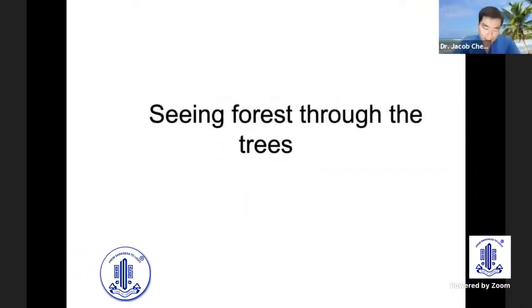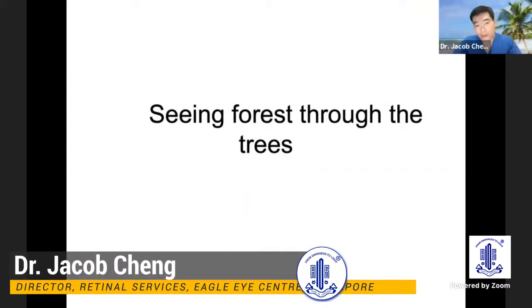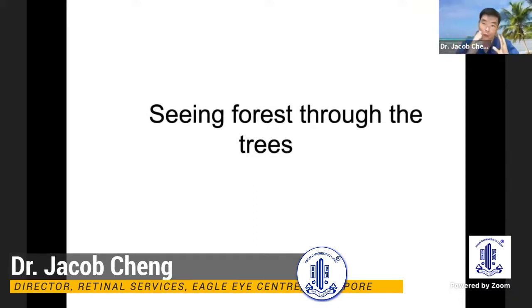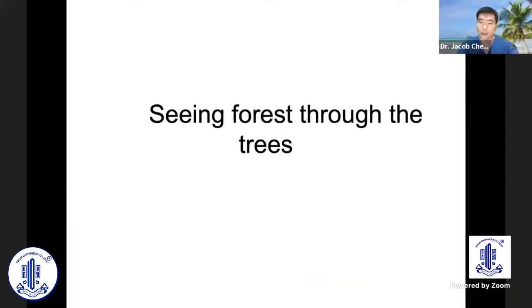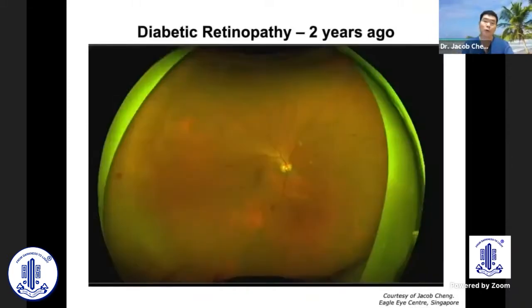So what else can we see beyond that of ultra-wide field? Yes, we do see the forest through the trees, but sometimes you want to go back to a bit of details and not look at so much ultra-wide field. What do I mean by that?